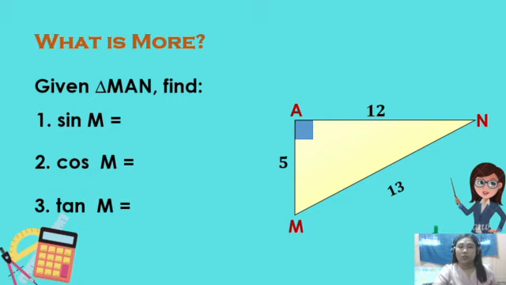Okay, so what is more? Try to answer this given. We have triangle MAN. We need to find sine M, cosine M, and tangent M. Given that side N is 5, side M is 12, and side A is 13.